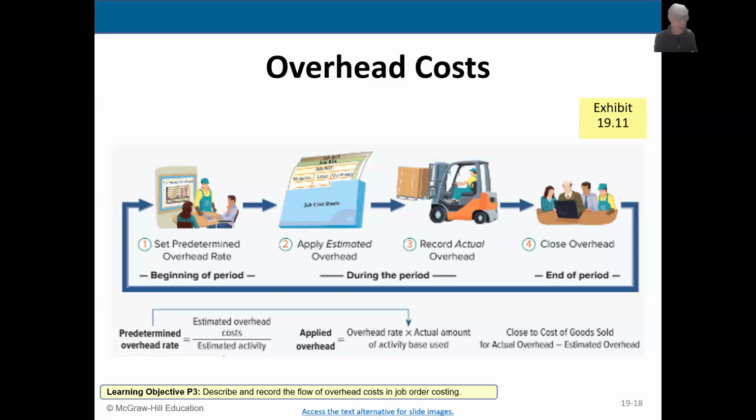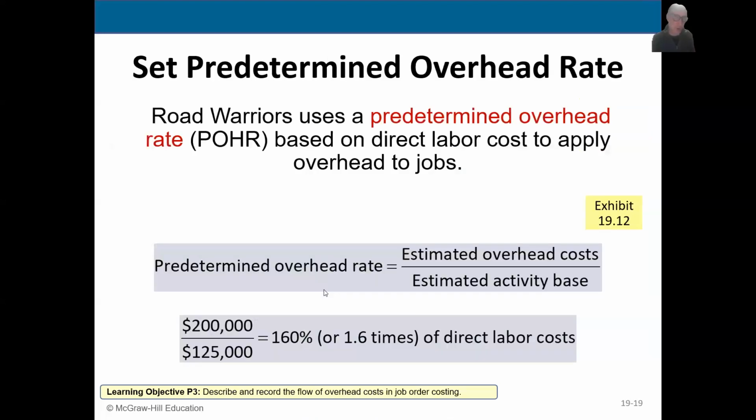We do it through a four-step process. First is we figure out the predetermined overhead rate. Second is we apply the estimated overhead. Third is we record the actual overhead. And the fourth is we close out overhead. I'm going to show you these four steps in a little bit more detail. So the first one is setting the predetermined overhead rate. We do that by taking the estimated overhead cost divided by the estimated activity base.